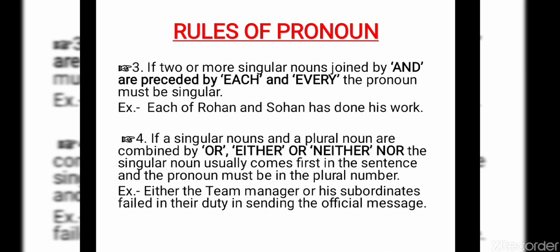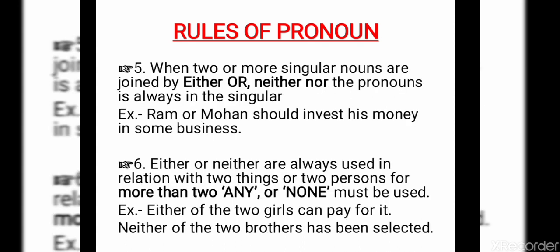Fifth rule: when two or more singular nouns are joined by "or", "either or", or "neither nor", the pronoun is always singular. "Ram or Mohan should invest his money in some business." Here actually we are talking about either Ram or Mohan. We are talking about only a single person. So we should use the singular pronoun here.